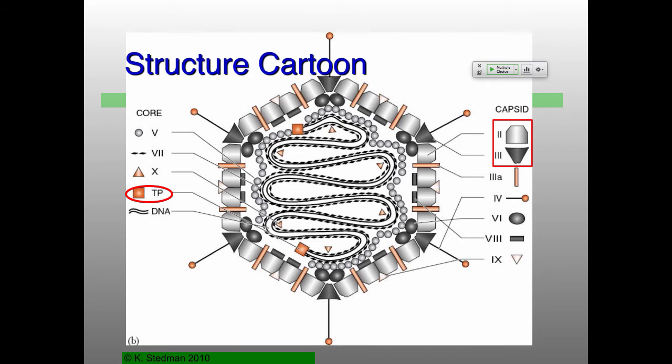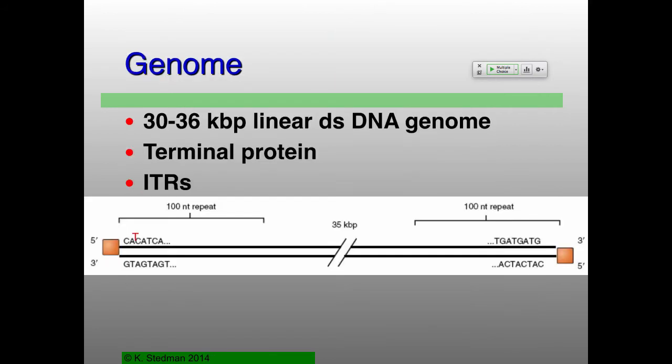So what does this genome look like? Depending on the adenovirus, again, we've got hundreds of these different adenoviruses, 30 to 36,000 base pairs, linear double-stranded DNA genome, with a protein, this nice orange box, attached at one end, at the 5' end of each of the two strands of the genome.